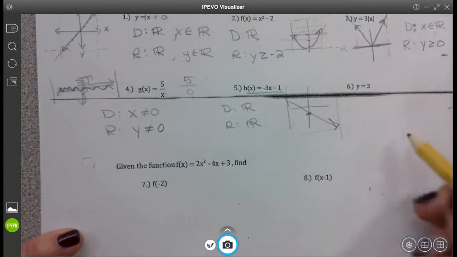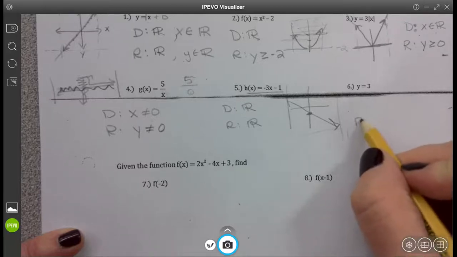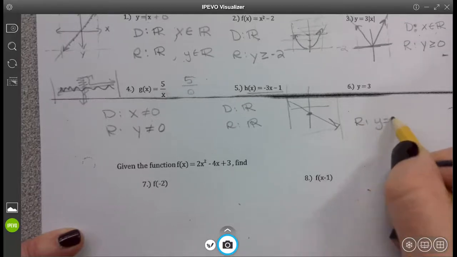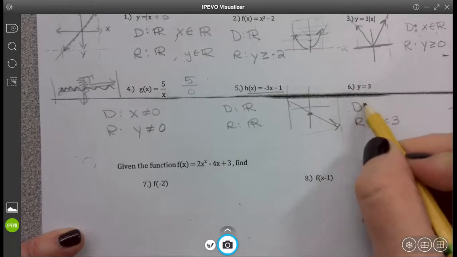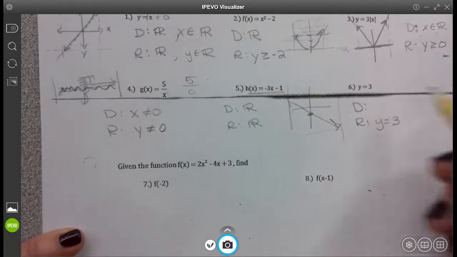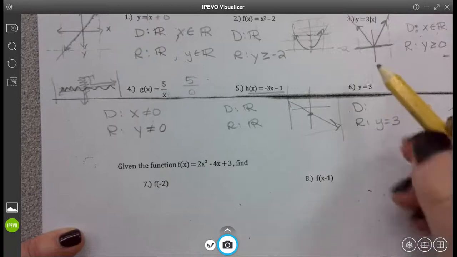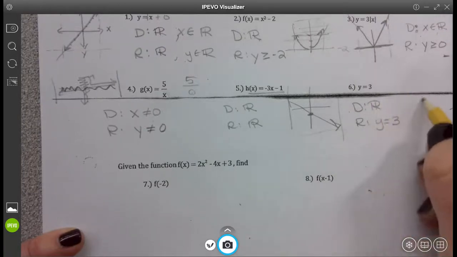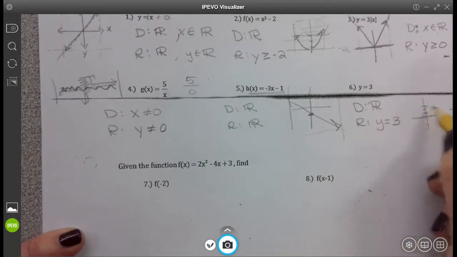Here it's saying y is always 3. So no matter what, your range, your output is always 3. So what can I put in? Well, anything. Y is always 3. If I put in negatives, y is always 3. If I put in positives, y is always 3. 1, 2, 3.